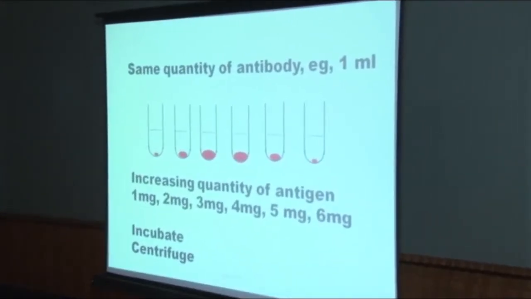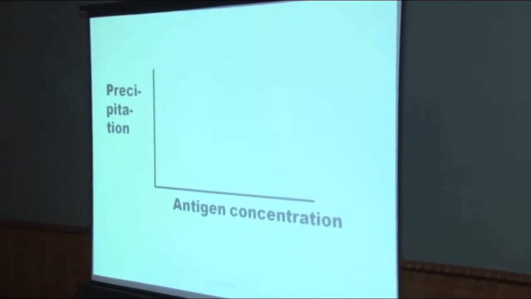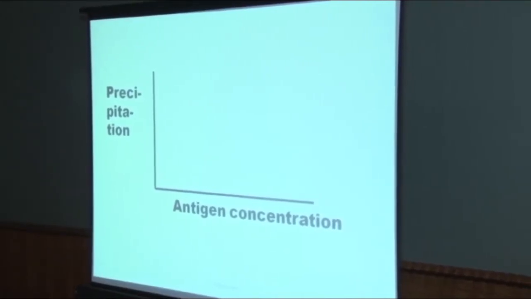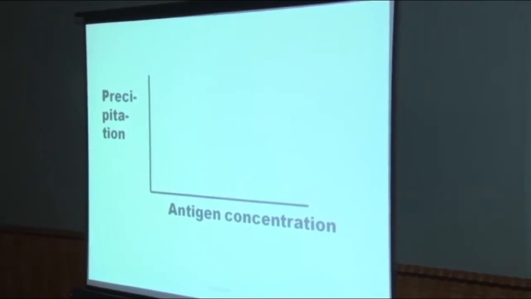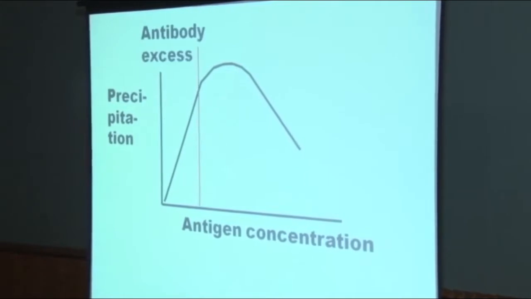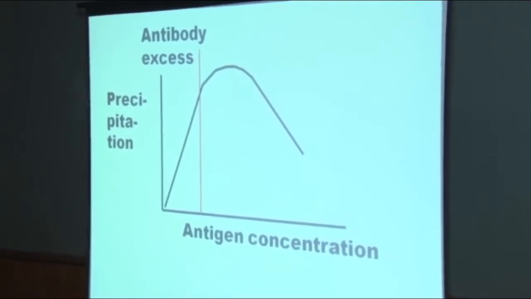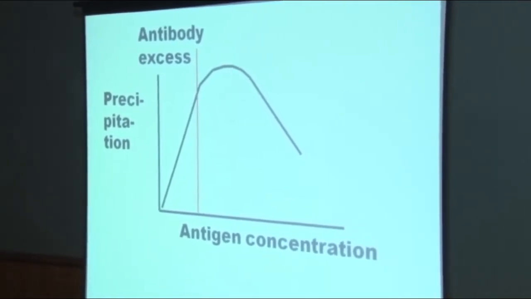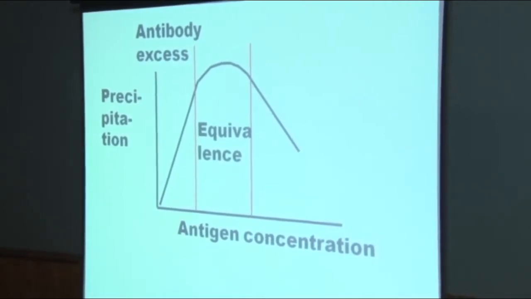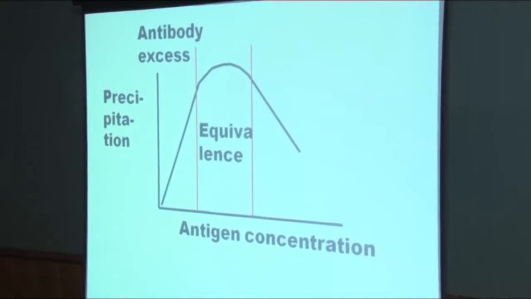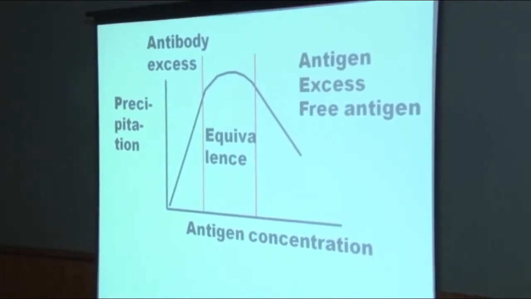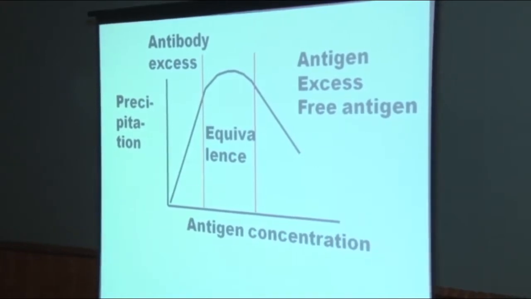Let us say this can be made into a graphical representation, that the precipitation quantitation is taken in the y-axis, antigen concentration is in the x-axis, and then you will get such a curve. The first part is the antibody excess, the middle region is the equivalence, that is antigen and antibody are equal, and then there will be maximum precipitation at that time, and then there will be lesser and lesser precipitation, that is called antigen excess.